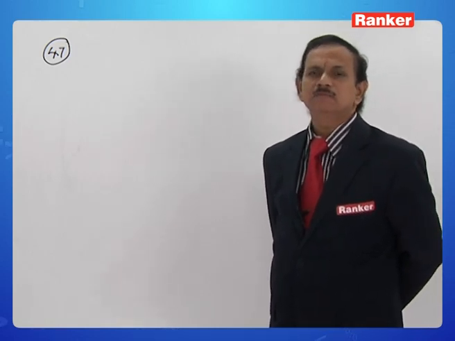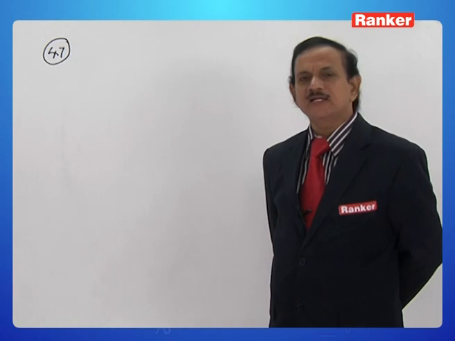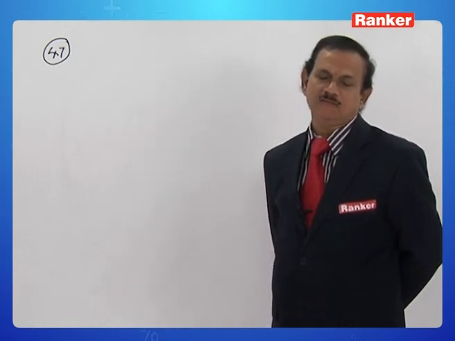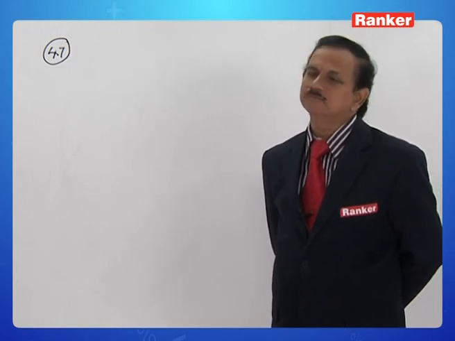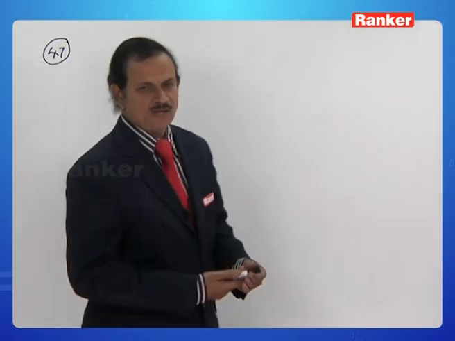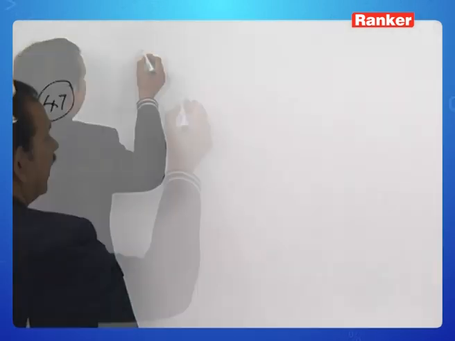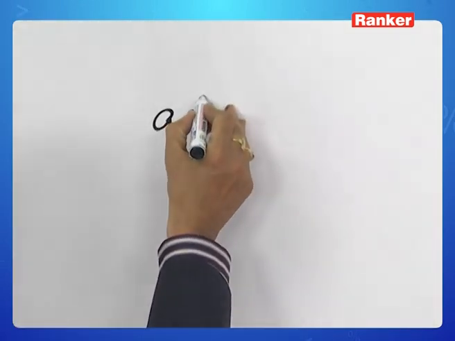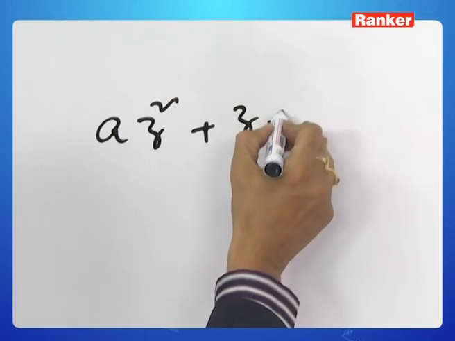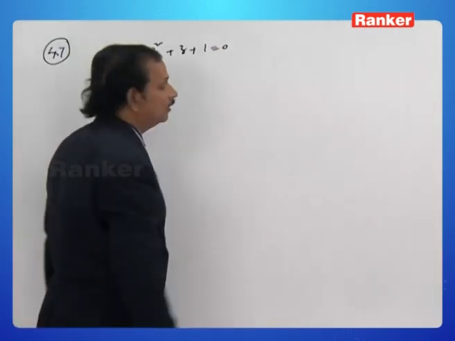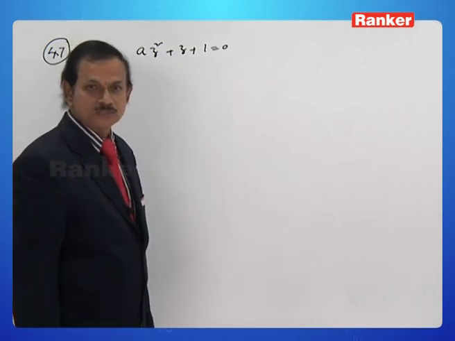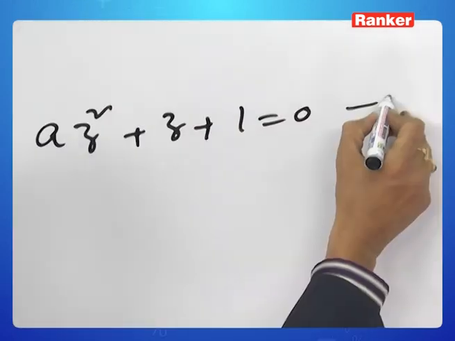Therefore, A must be either cos theta plus i sin theta or sin theta plus i cos theta. Whatever might be the shape, mod A is 1. What is the main thing he has given is az square plus z plus 1 is equal to 0 has purely imaginary roots. Let me call this 1.